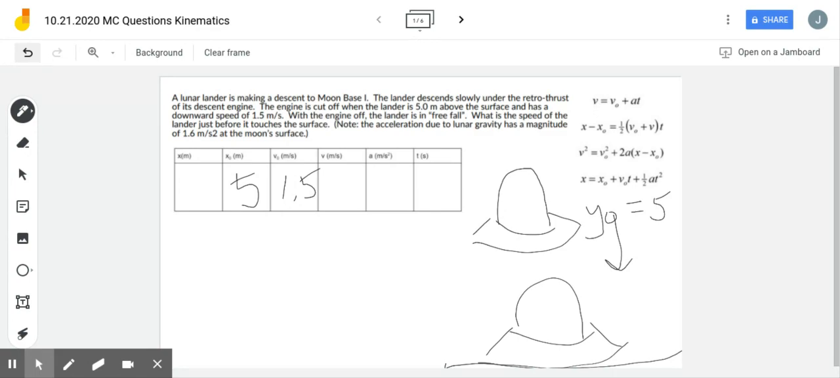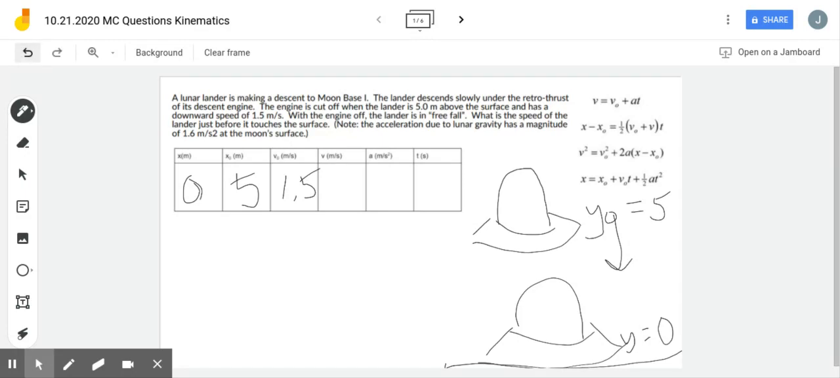When the engine is off, the lander is in free fall. What is the speed of the lander just before it touches the surface? So that means its ending height, just before it touches the surface, would be a y of 0. So the final height is 0. What they're asking us is what is the final speed, and I'm going to put a little question mark in there.